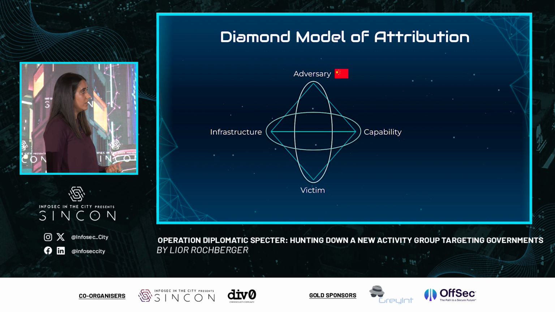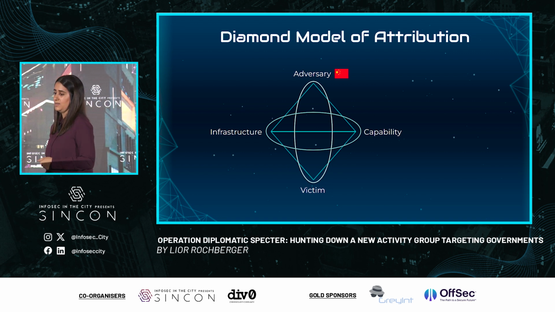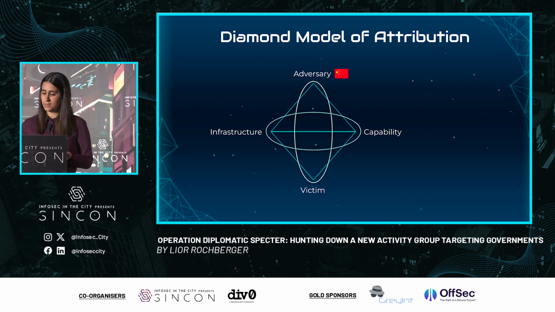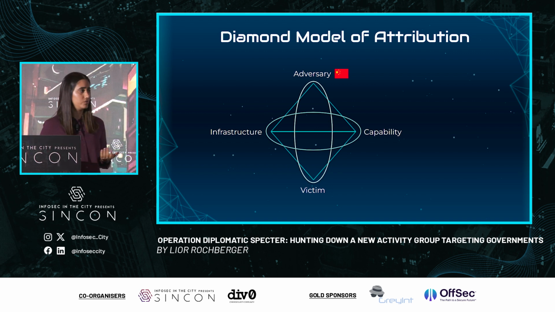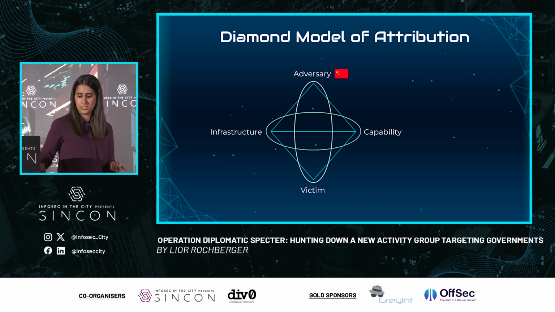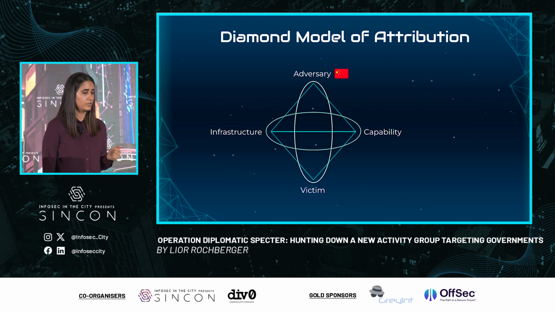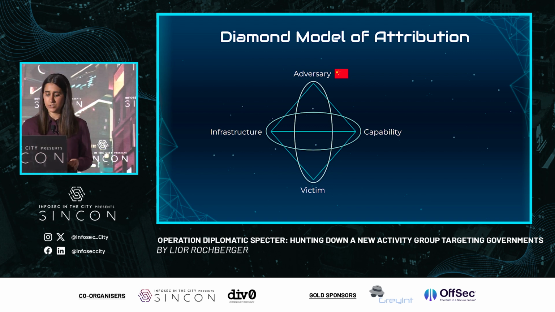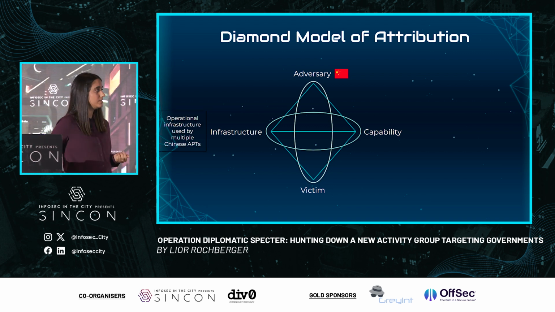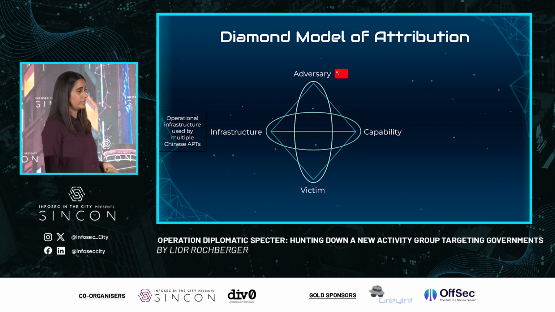So now that we have our missing piece, and of course we had more data to support this over the years, we can move on towards making more of a formal attribution. And to make an attribution, we like to use the very well-known diamond model of attribution. And when we look at the infrastructure, as you may remember, we have this operational infrastructure that is shared among different Chinese threat actors.